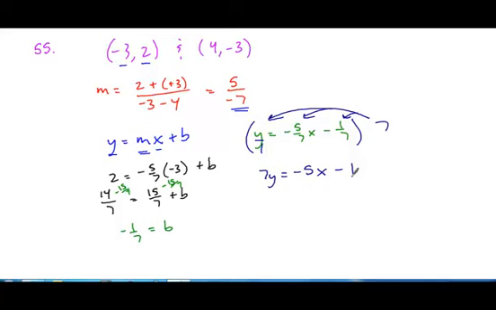And my final step is to move my x and y's together to one side. I'm going to make my x's positive, so I'll move this over to the left side. So it becomes a plus 5x plus 7y is equal to negative 1. And that would be my standard form.